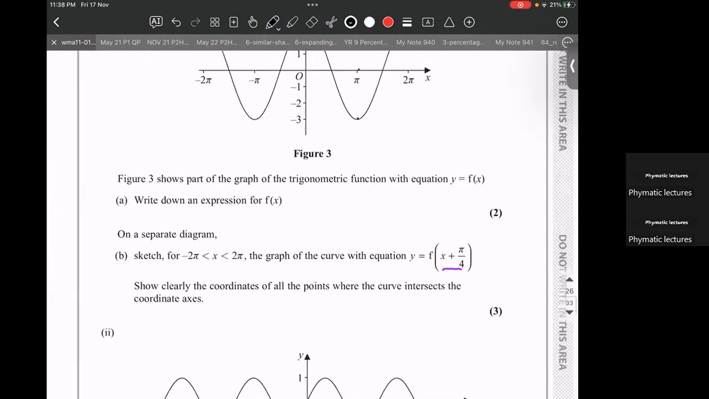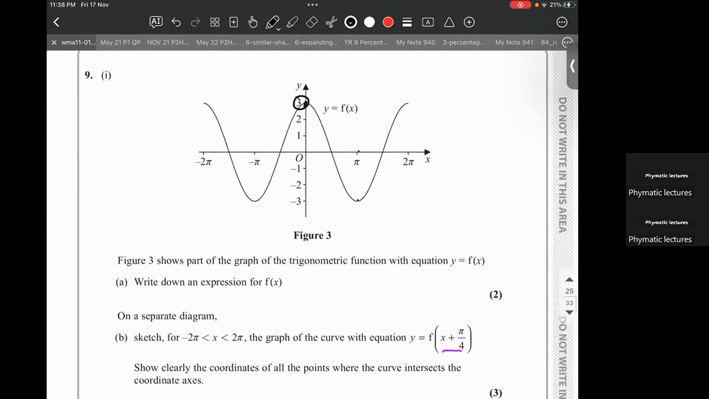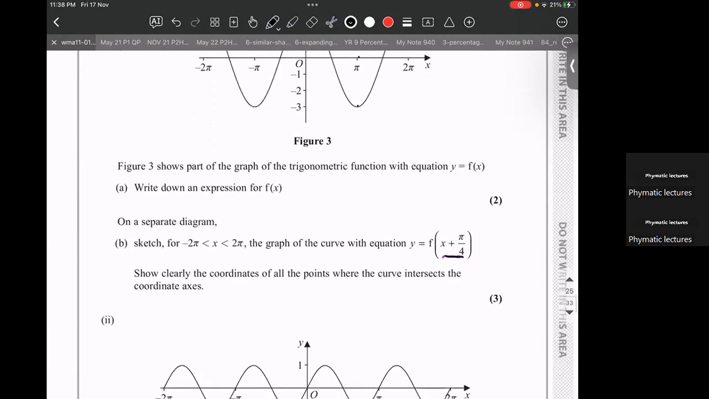Now part B. What is part B? Sketch for minus 2 pi to 2 pi the graph of the curve with equation f of x plus pi by 4. So it is something like y is equal to f of x plus a. So what kind of transformation is it? It is a horizontal translation.